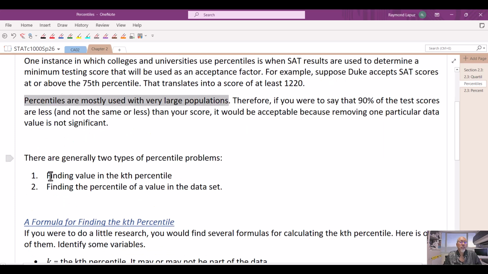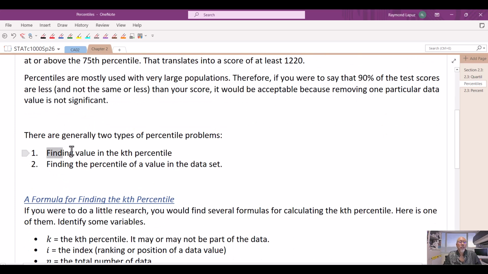There are generally two types of percentile problems. One of them is when you have to find the value that's sitting in the kth percentile. So let's say I want to know what score you got on the test to be in the 90th percentile. So depending on the scores on the test, you'll get the percentile.